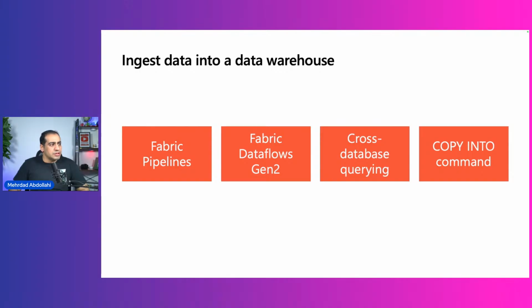In order to ingest data into a data warehouse in Fabric, you can use the Fabric pipeline. You can use the Dataflow Gen2 tool. Inside the warehouse itself, you can do cross-database querying, like what we have done before in the previous session, and also the COPY INTO command, where you have a file that you want to directly load into your warehouse.